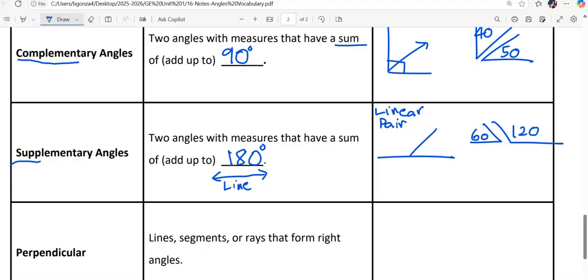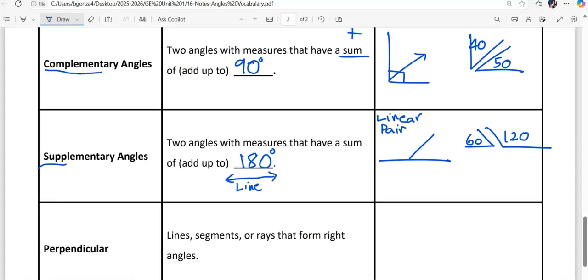All right, last but not least, you know what perpendicular is, right? When any two things form a right angle. Perpendicular line segments or rays form right angles. So intersecting isn't always perpendicular, but when they intersect and make 90, it is perpendicular.